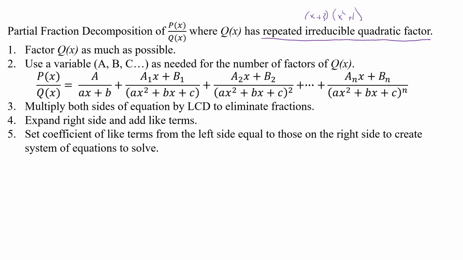Then we multiply both sides of the equation by our LCD again, expand the right side, add like terms, set coefficients of like terms from the left side equal to those on the right, and get our system of equations. The first time we have the repeated term, we have it to the first power, the second time to the second power, the third time to the third power, until the nth power, however many times it has repeated.